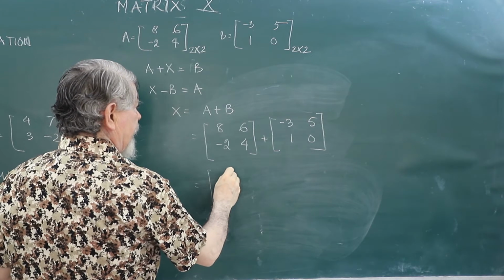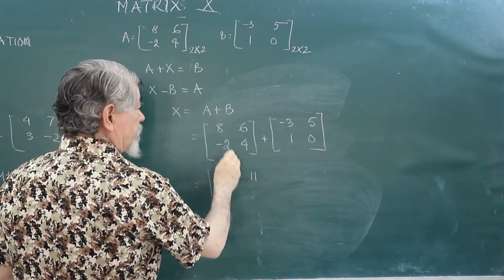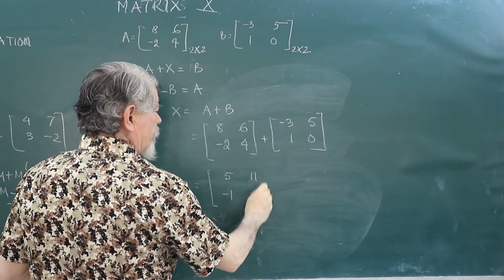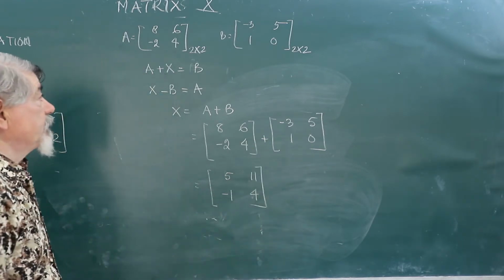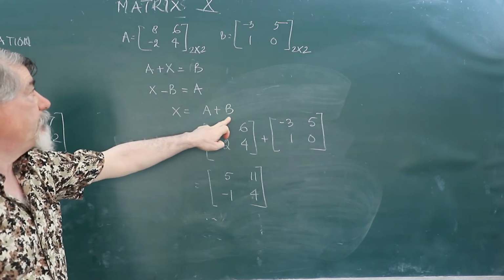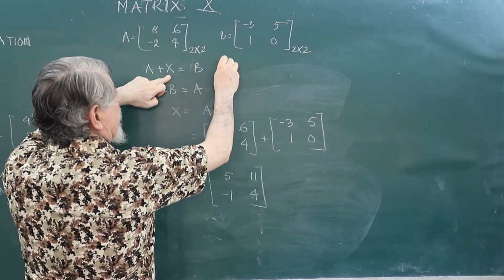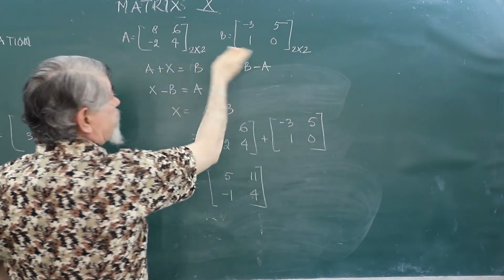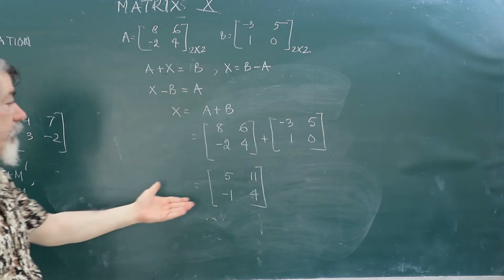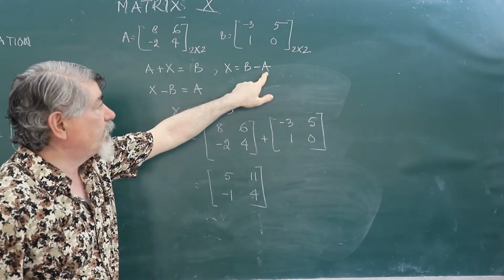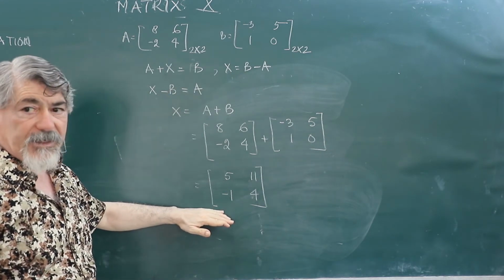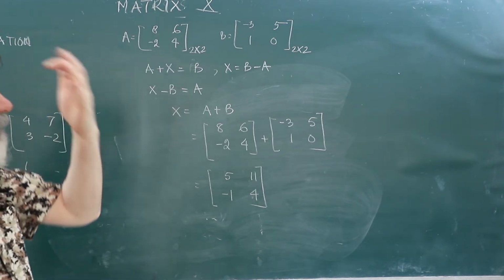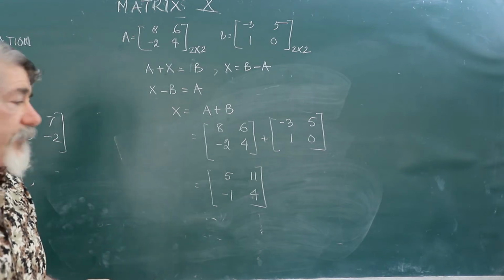8 minus 3 is 5, 6 plus 5 is 11, minus 2 plus 1 is minus 1, and 4 plus 0 is 4. So we get the matrix X. X is equal to A plus B. Here I would have got X is equal to B minus A, I could have shifted to that side and I would have got the matrix. So these are matrix equations which can be solved by simple rules of algebra.